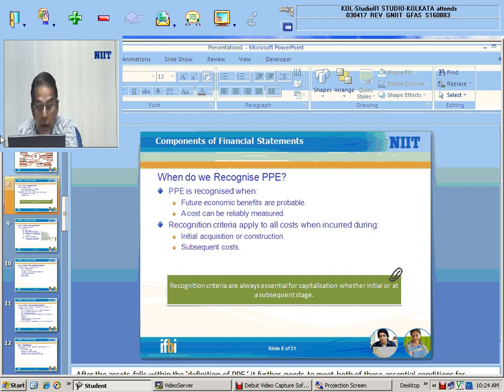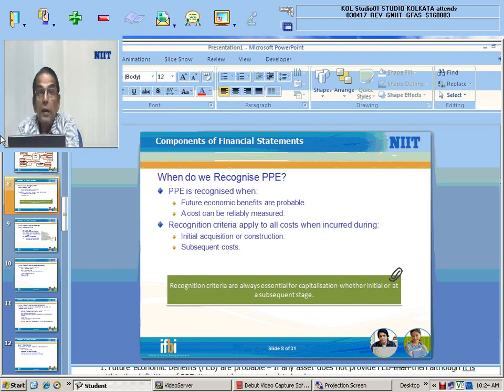If, on the other hand, the cost cannot be reliably measured, it again cannot be recognized. An example, though it is not a PPE and doesn't come under the definition of PPE, is goodwill of a business, self-generated goodwill. Can it be recognized as an asset in the books? No, simply because the cost cannot be reliably measured.